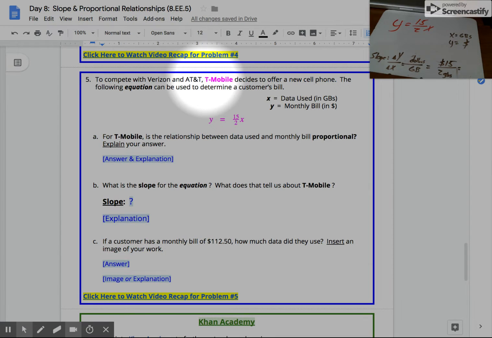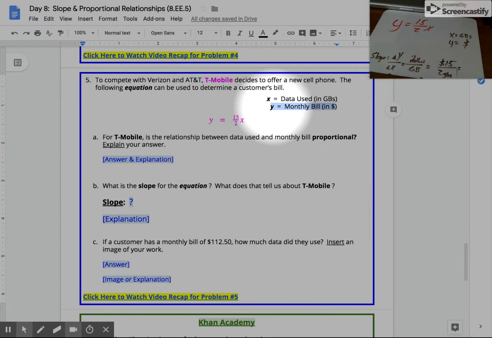Problem 5 talks to us about T-Mobile's new cell phone plan, and they give us an equation instead of a graph this time to describe the relationship between data in gigabytes, which is going to be used by X, and the monthly bill in dollars, which is going to be used by Y. The equation we've copied here is Y equals 15 over 2X.